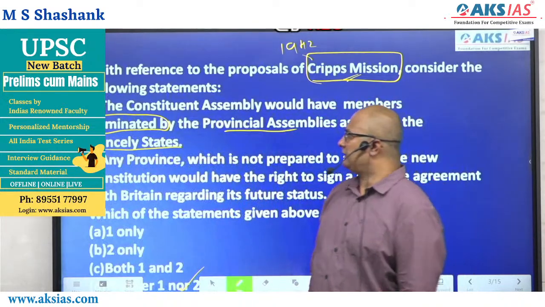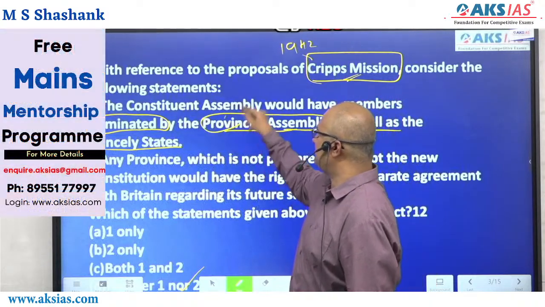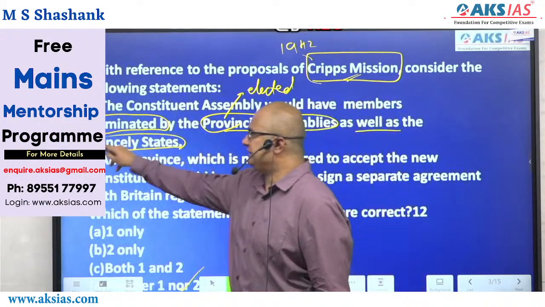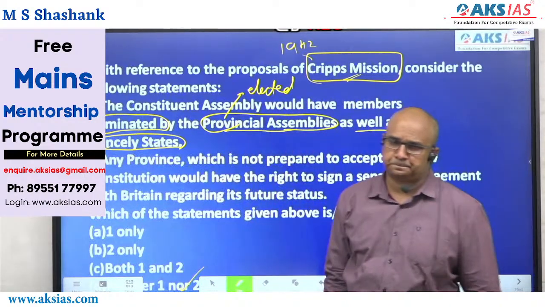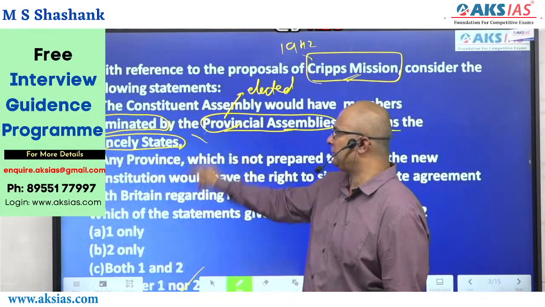Why? Because if you look at the Cripps Mission, from the provincial assemblies members will be elected, whereas from the princely states they will be nominated. Here it is given as if both are going to nominate, which makes statement 1 wrong.